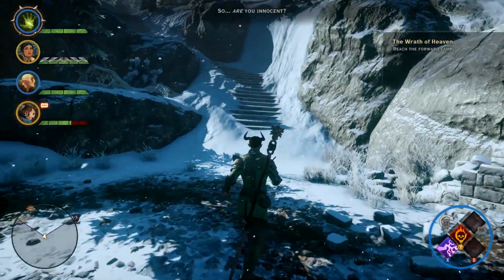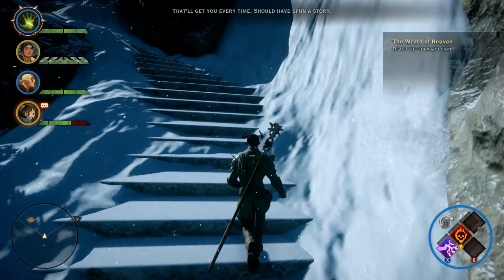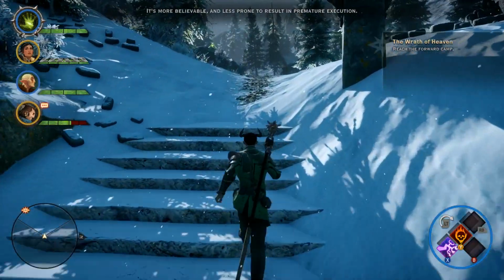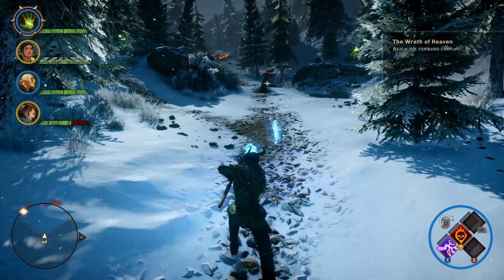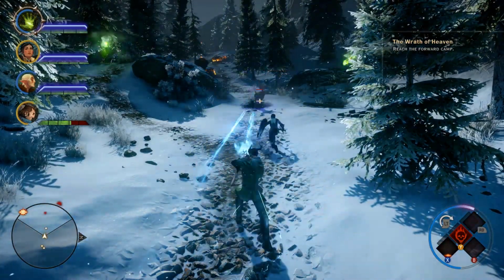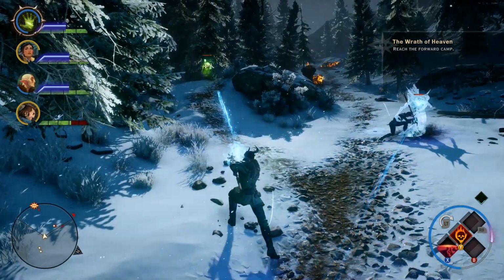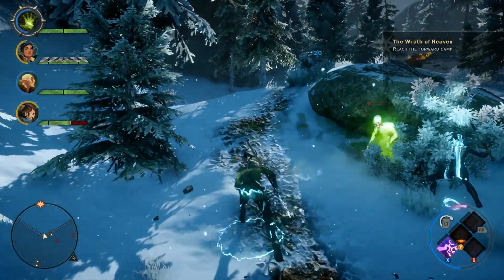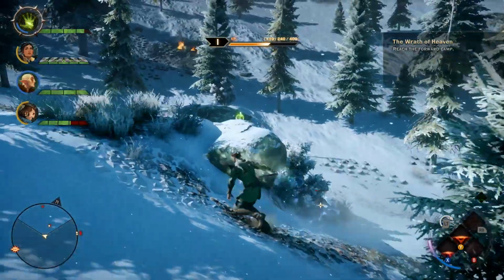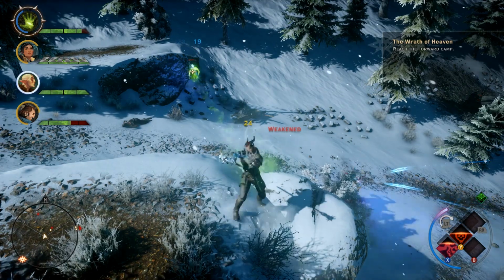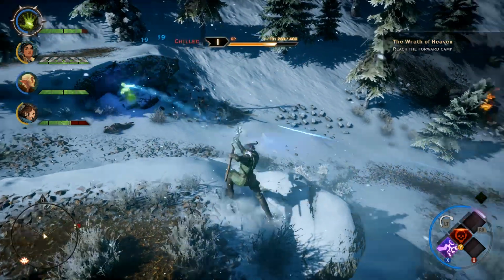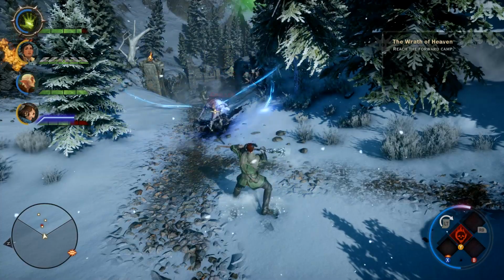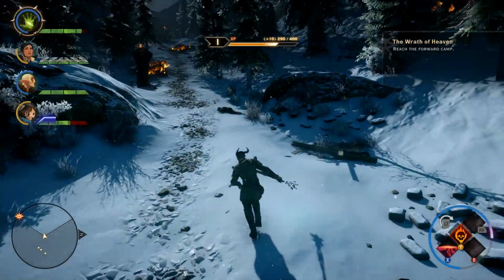Anything hostile in the area? Are you innocent? I don't remember what happened. That'll get you every time. Should have spun a story. That's what you would have done. It's more believable and less prone to result in premature execution. Another shade. Oh, we got hostiles ranged. I'll take care of those. Alright, got him.